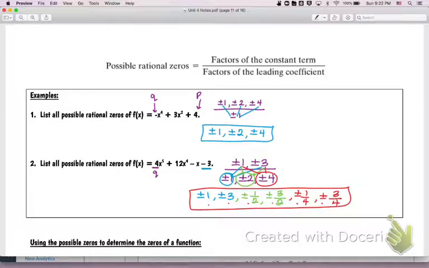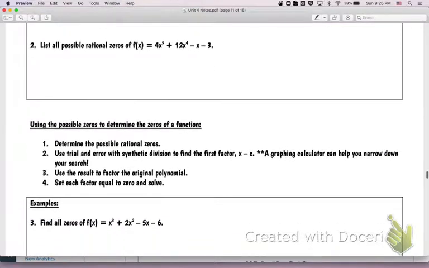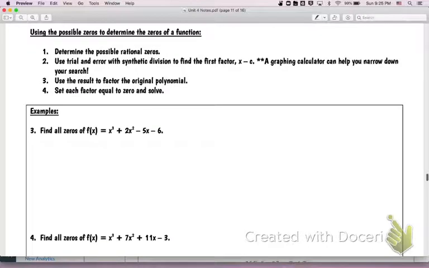Okay. So here's how we will use this, and this is where you're going to need the assistance of a graphing calculator. Otherwise, you're just going to be guessing and checking until you find one that works. So we want to always start by finding the possible rational zeros, because they're not going to give you one to start with anymore. You're going to use trial and error with synthetic division to find a factor that works. How do you know it works? The remainder is 0. That's what we are searching for, okay?